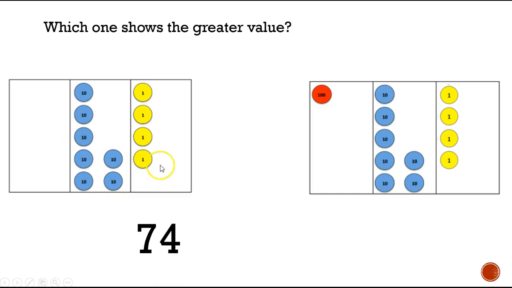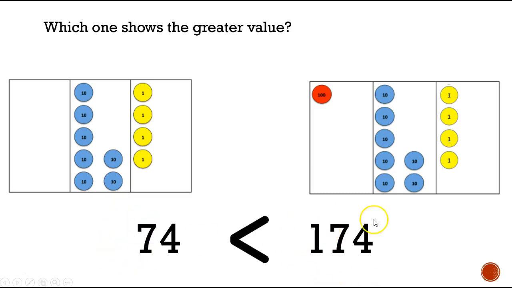So this one has 74 in it. This one has 174. And by looking at these numbers, you can also see that this one has a hundreds place, this one does not. So that means that 174 is going to be greater, and I need to read this from left to right. So with this symbol, it says that 74 is less than 174.